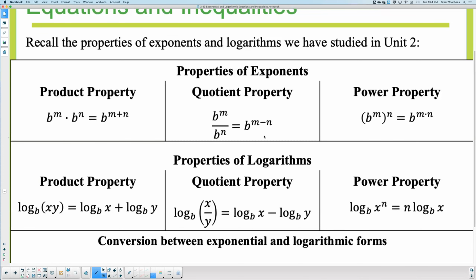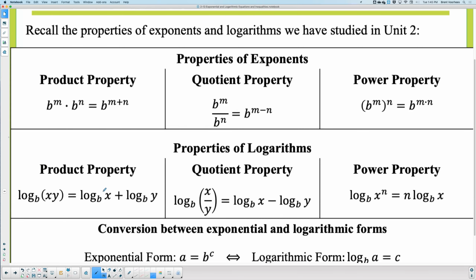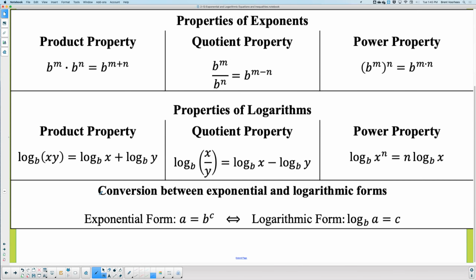So how many properties did we have for exponentials? Say three. Three. And how many properties do we have for logarithms? Three. Plus, there's one more that's actually on here. There is a change of base property. I'll go ahead and list that at the bottom. Change of base.